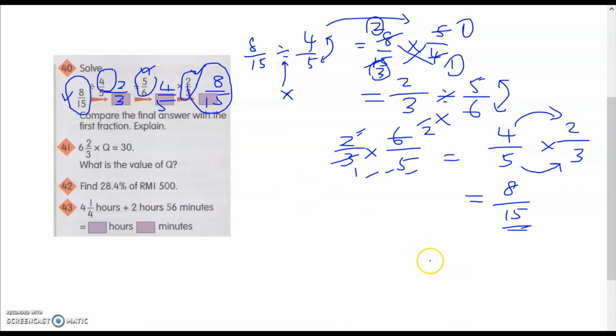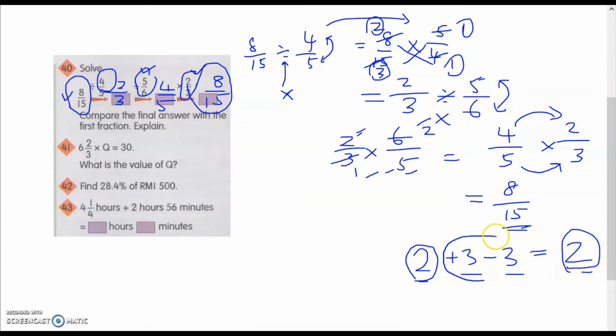It's just like I start with the number 2, and then I plus 3, and then I minus 3, then I get 2 again, right? 2 plus 3 is 5, 5 minus 3 is 2. So why is the first and the last number the same? Because these two cancel out each other. When you plus 3, you minus 3, you cancel out each other, right? Okay, question 41.